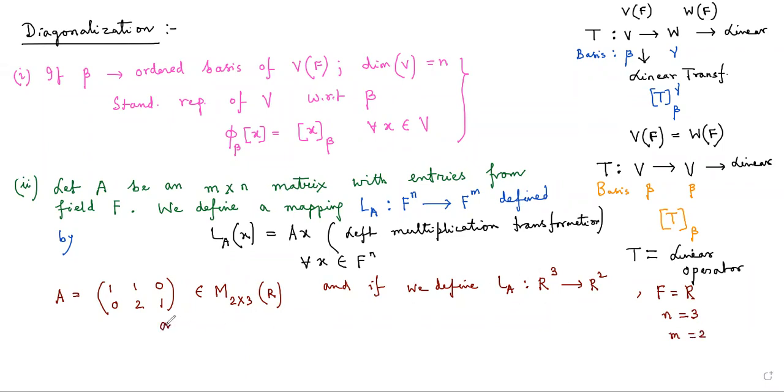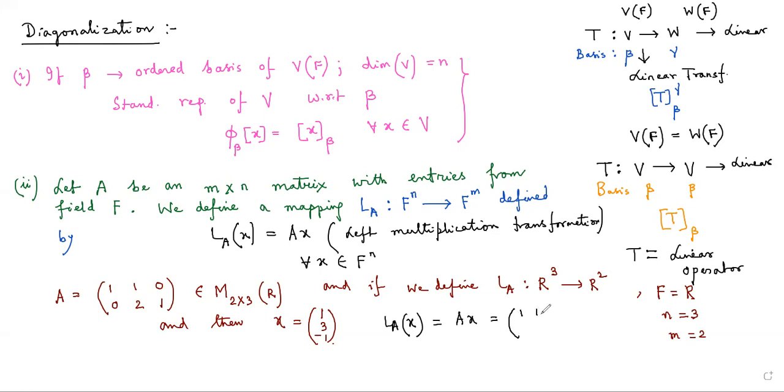And then, for an arbitrary vector x, which I can take as (1, 3, minus 1), say for example, we will find by this particular definition that when L_A acts on the vector x, it is nothing but the matrix multiplication with the vector from the left hand side. The vector is getting multiplied by the matrix from the left hand side.